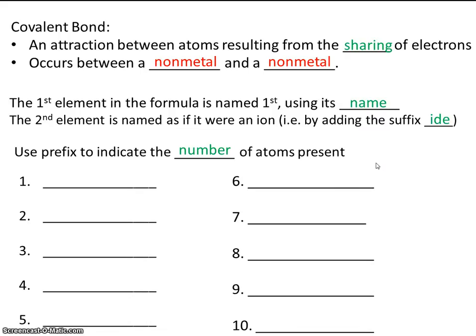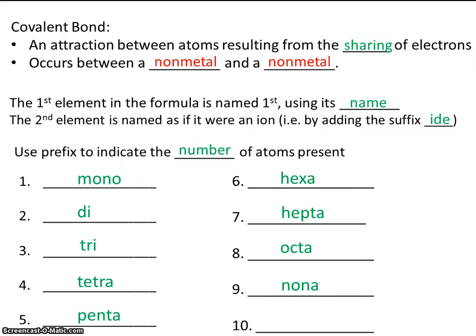Remember the prefix for 1? Mono. What about 2? Di. 3 is tri. 4 is tetra. 5 is penta. 6 is hexa. 7 is hepta. 8 is octa. 9 is nona. And 10 is deca. Now I don't necessarily know any tricks for memorizing these, you just have to buckle down and do it, I suppose. So make sure you memorize these prefixes.